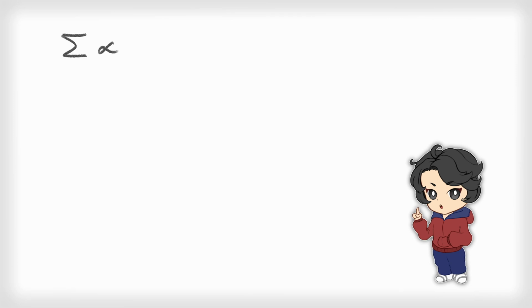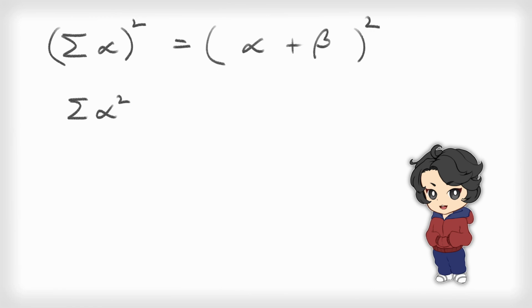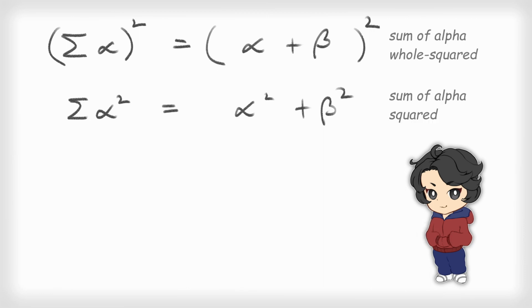Keep in mind that the sum of alpha squared and the sum of square of alpha are not the same. Assuming we're dealing with quadratic equations, the former is substituted like this, whereas the latter is substituted like this. For the sake of clarity, I'll be calling the first one sum of alpha whole squared and the latter simply sum of alpha squared.